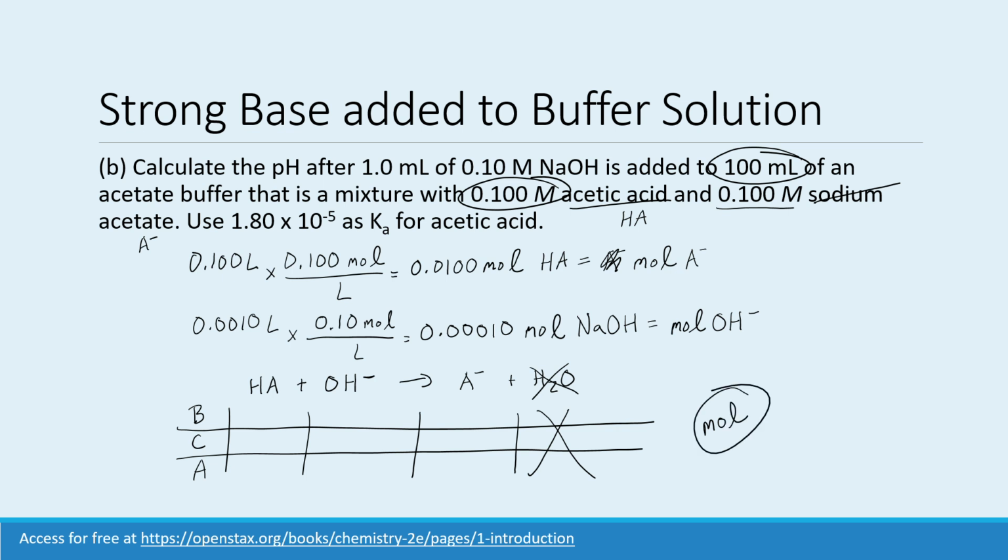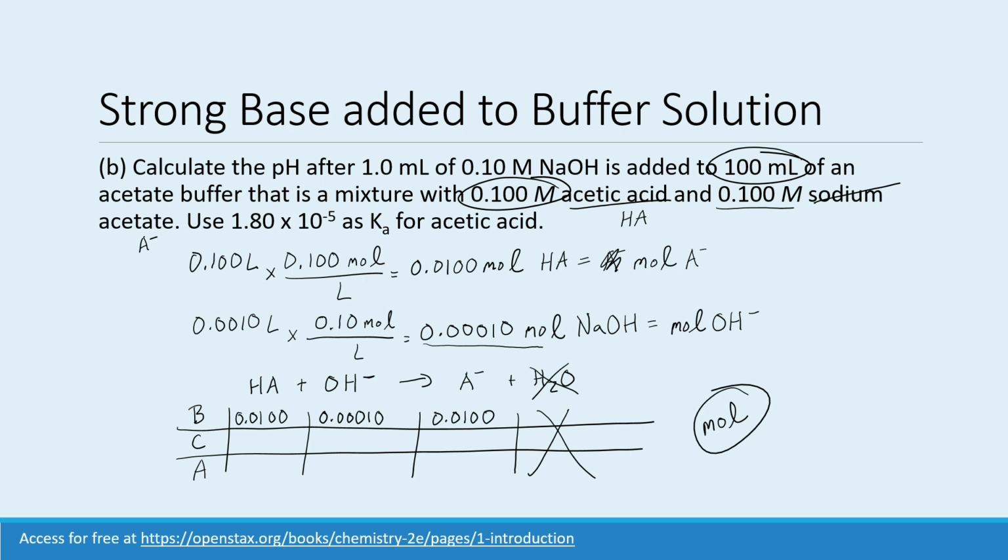and the initial, and remember all of these are in moles, so the initial amount in moles of that weak acid is the 0.01. And same for the moles of the weak base, right? That one's also the 0.01. And then the hydroxide ions that we're adding, that is the 0.0001, or 1 times 10 to the negative fourth.